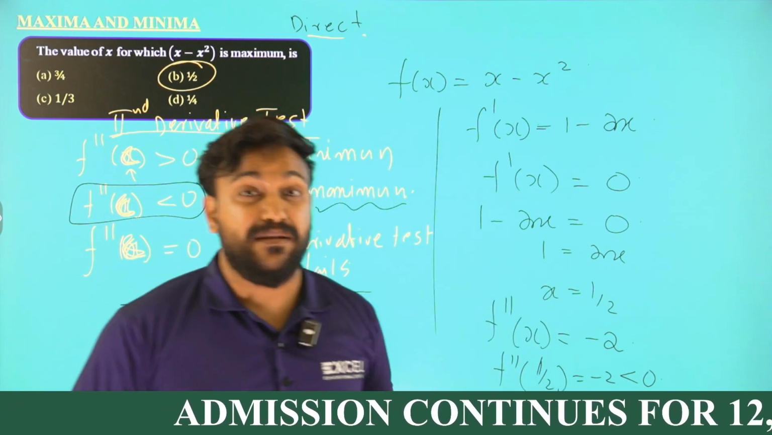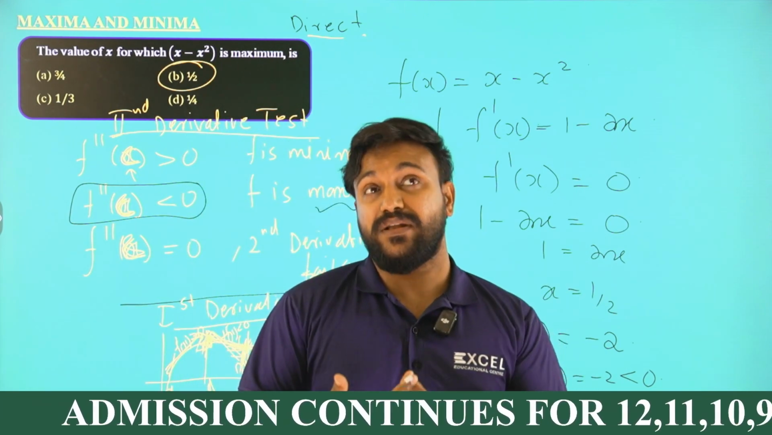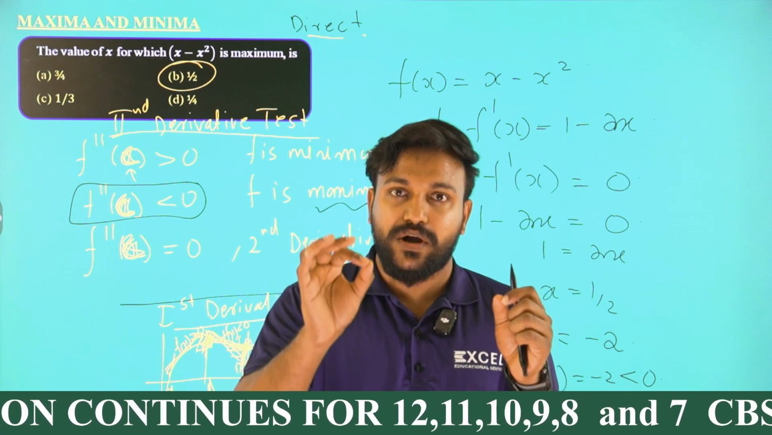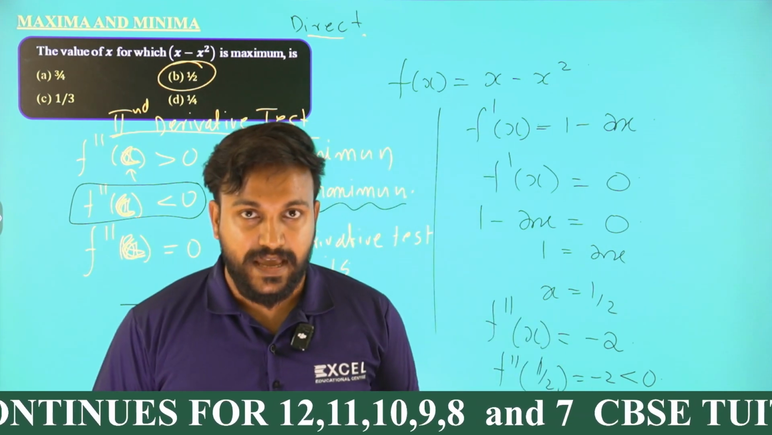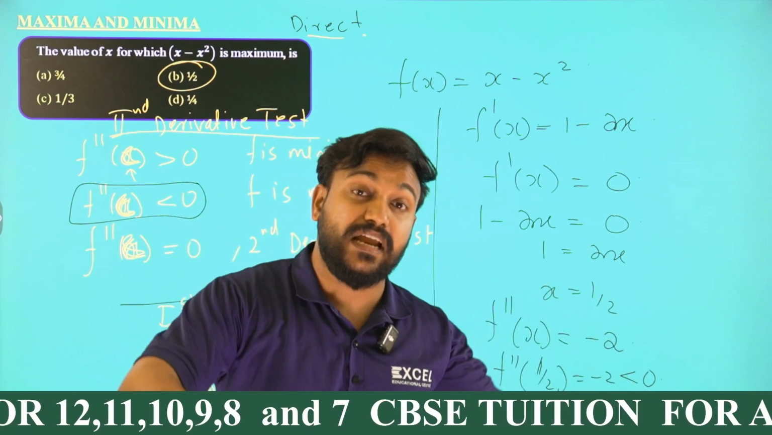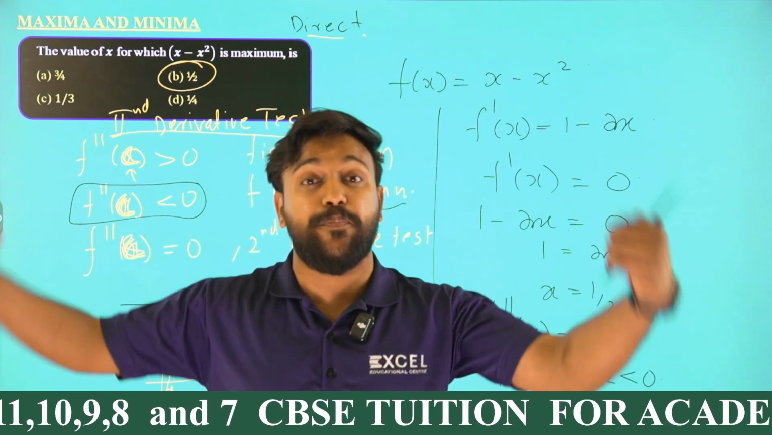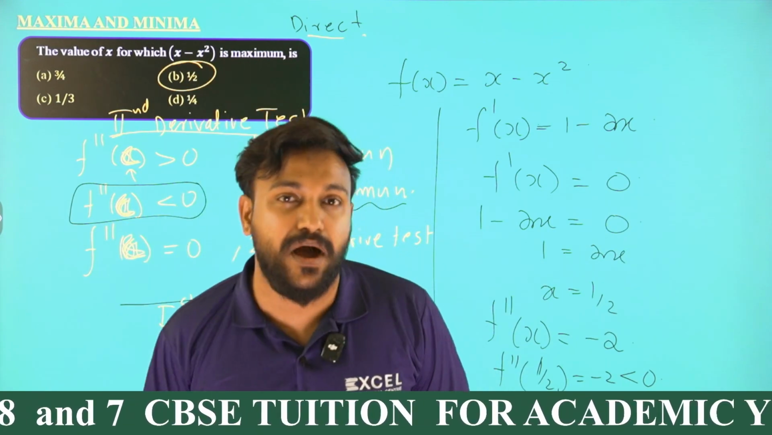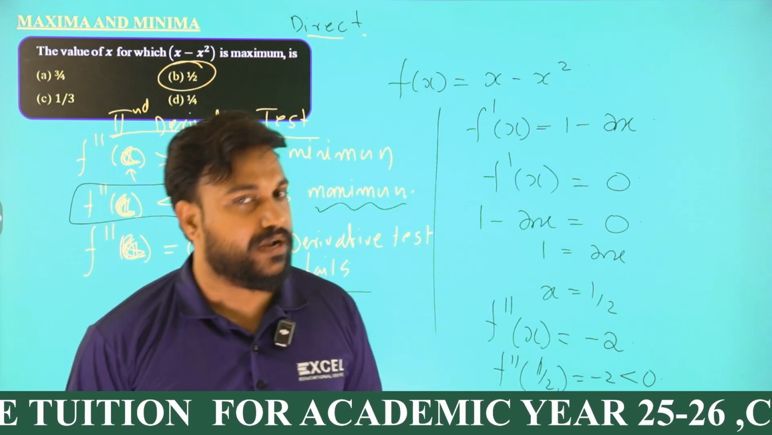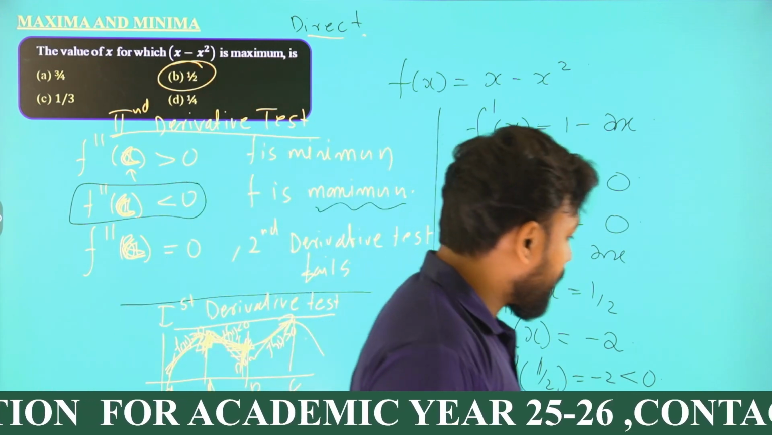What is the difference between local maxima and local minima, and absolute ones? Local maxima and local minima occur only at critical points. Absolute maxima and absolute minima can occur at the critical point as well as the end points. But local maxima and local minima will not occur at end points, only at the critical point. I will explain more in upcoming questions.